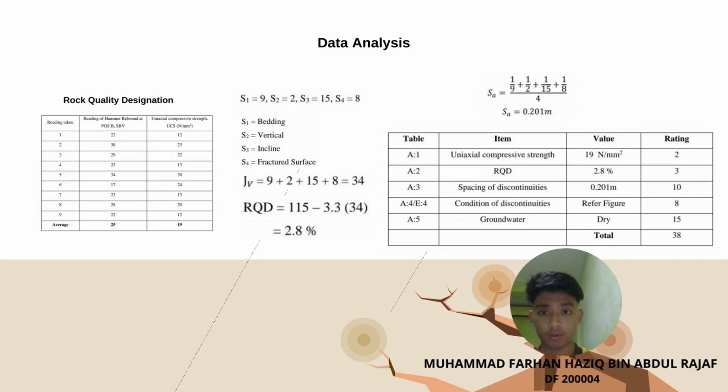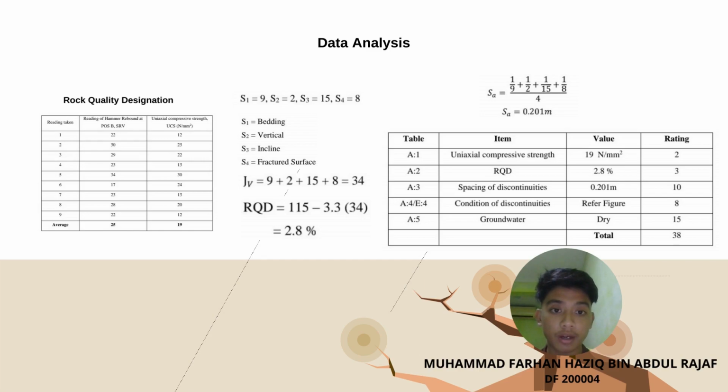So for determining the rock quality designation, we first determine the number of bedding, the number of vertical, the number of inclined and fractured surfaces in our 1 meter by 1 meter sample. After determining all the samples, we must calculate the RQD using the formula, and the RQD that we determined for our sample is 2.8%. After getting the RQD, we determine the spacing using the formula above, and for our sample we get a spacing of 0.201 meter.